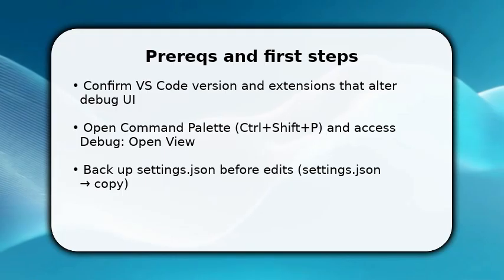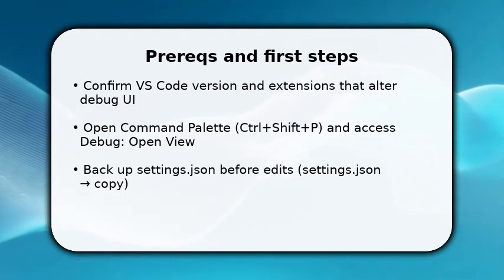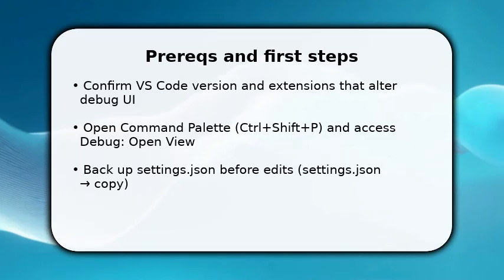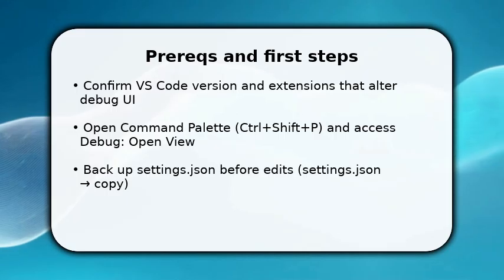You need to start by verifying prerequisites, the VS Code build and any UI affecting extensions. Once confirmed, open the command palette with Ctrl+Shift+P and choose the Debug: Open View command to expose the debug panels. Make sure to back up your settings.json file now so you can revert changes.